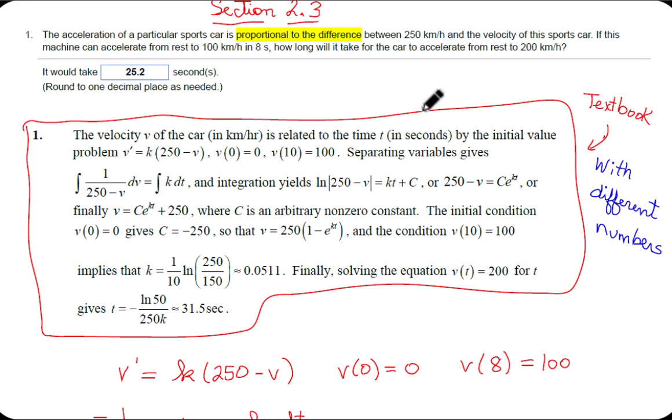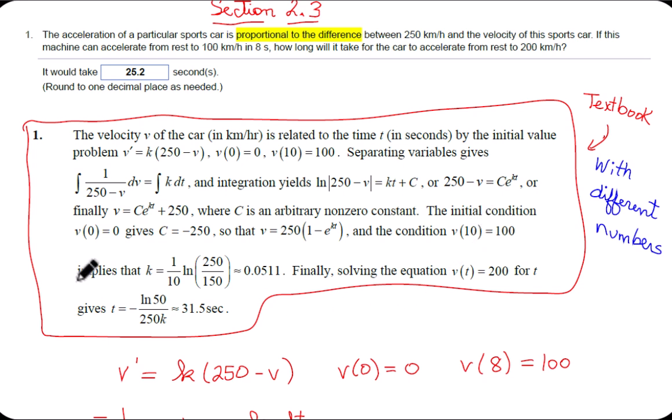All right, so in problem 1, we have a sports car. Its acceleration is proportional to the difference between 250 kilometers per hour and the current velocity of the sport car. If the sport car can accelerate from rest, velocity 0, to 100 kilometers per hour in 8 seconds, how long will it take the car to accelerate from rest to 200 kilometers per hour?